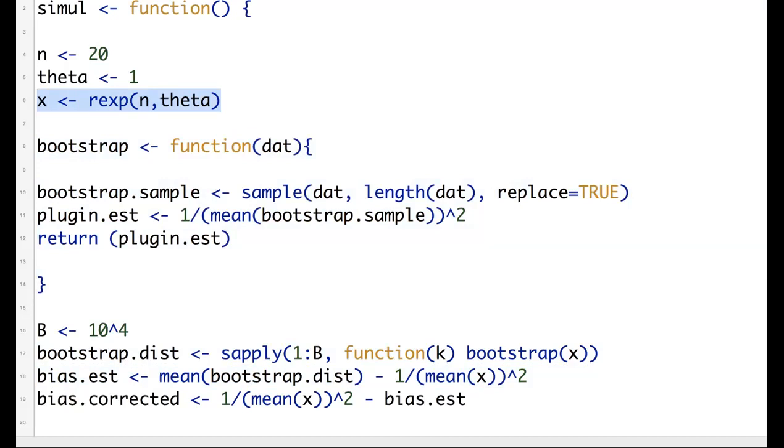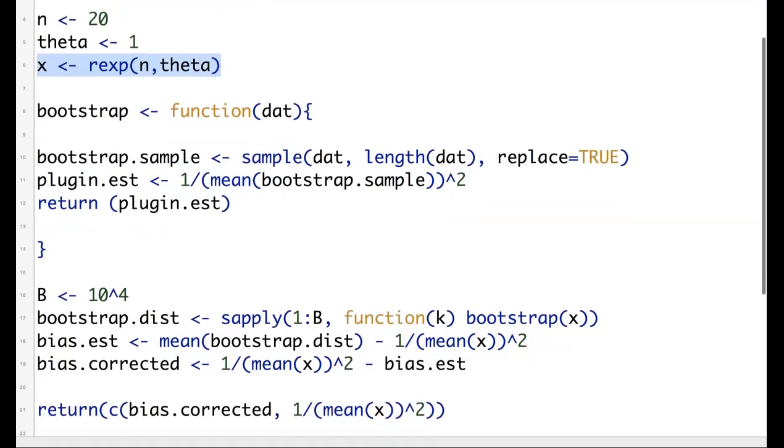So the bias corrected bootstrap estimator is to take the plug-in estimator and subtract the estimated bias. So this is a bias corrected form. Since I want to compare the result between bias corrected and non-bias corrected, I return both results. The first one is bias corrected, the second one is the plug-in estimator.